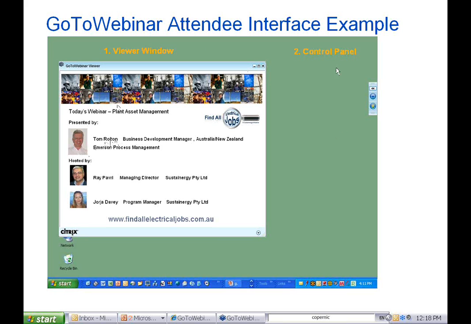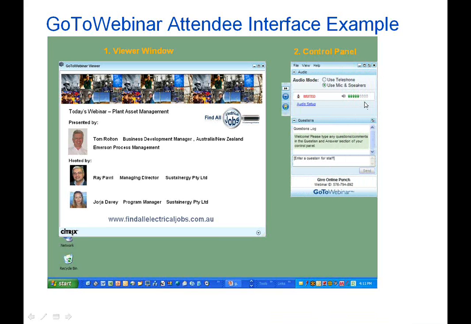Okay, so here we have an example of the attendee interface. In the top right-hand corner, you should see something like this. Clicking on the arrows on the Grab tab opens and closes the control panel. The audio pane provides audio information, and you can choose to join the audio through two options.